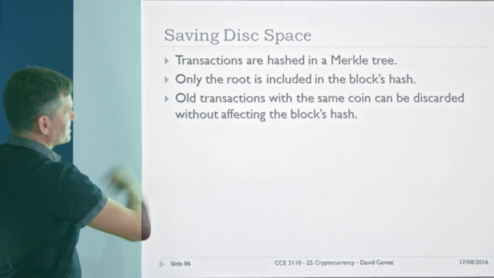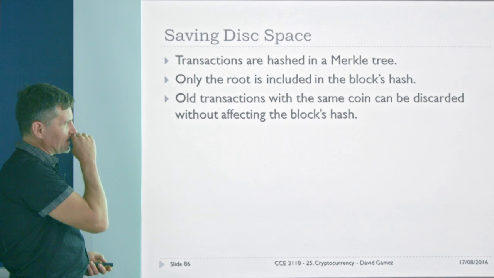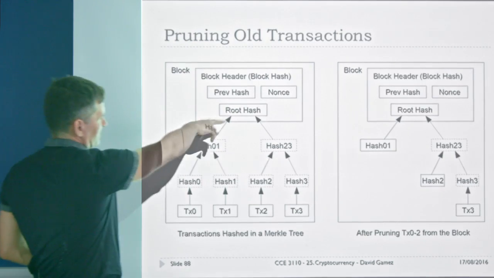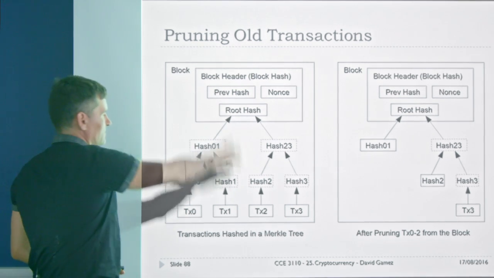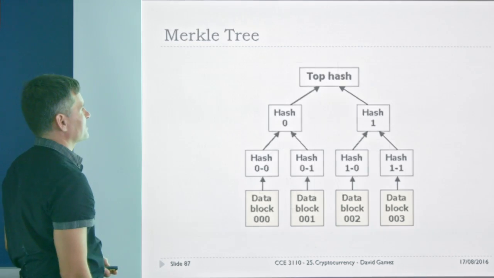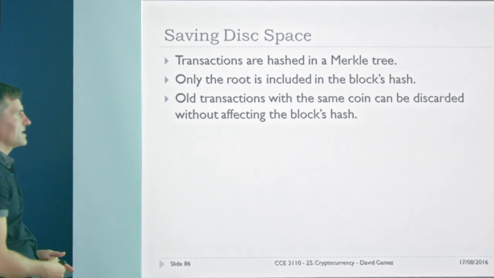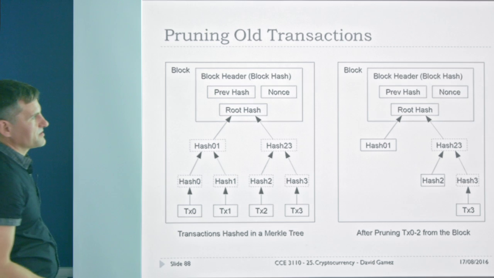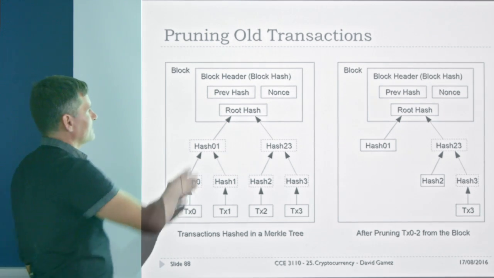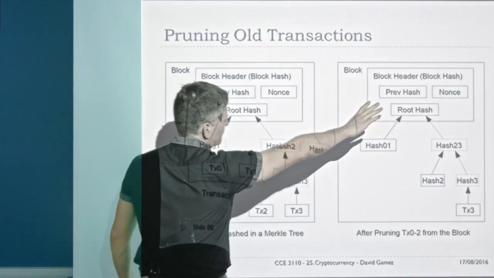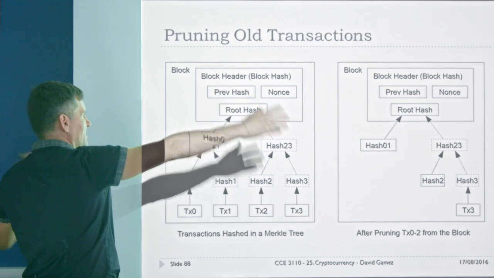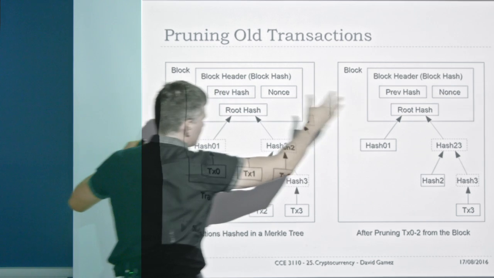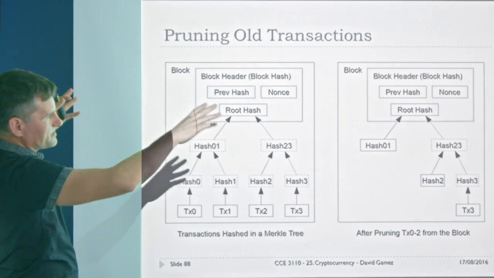So the transactions are hashed in the Merkle tree, and only the root is included in the block's hash. The block only contains this top bit, the root hash. It doesn't contain all of the transactions, because there could be quite a few transactions in each block. Then you can do a bit of pruning to discard transactions, and more importantly, the blockchain itself can just be stored as all the root hashes, and for most of the nodes this is fine.